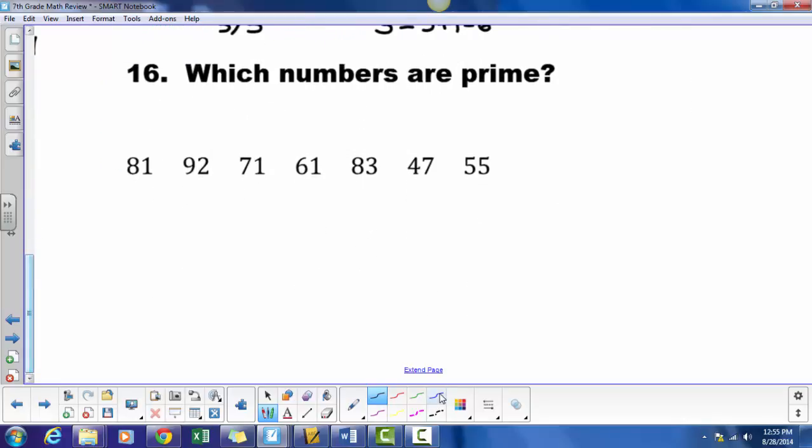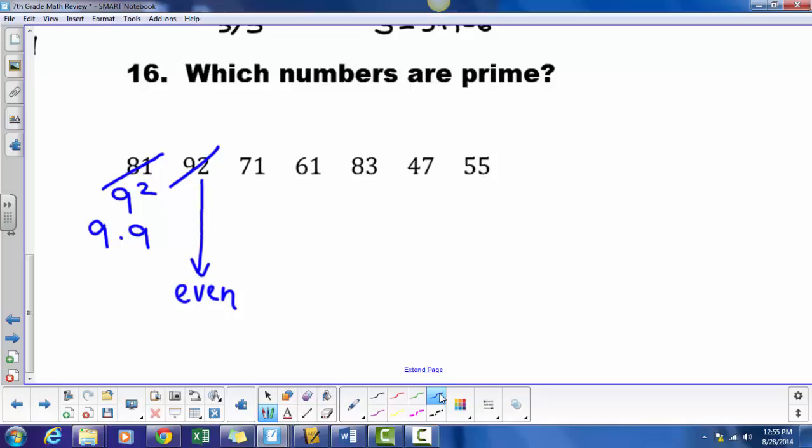I have another set of numbers. Which numbers here are prime? Well, let's see. I know that 81 is the same thing as 9 squared, or 9 times 9, so that's not prime. Let's see, 92. Well, it's an even number. No even number other than 2 can be prime. So that's a big no.